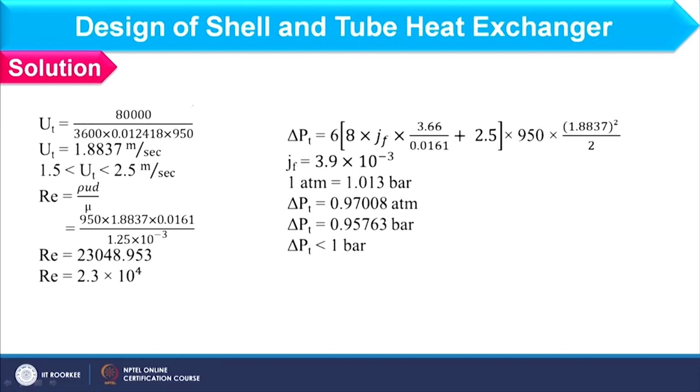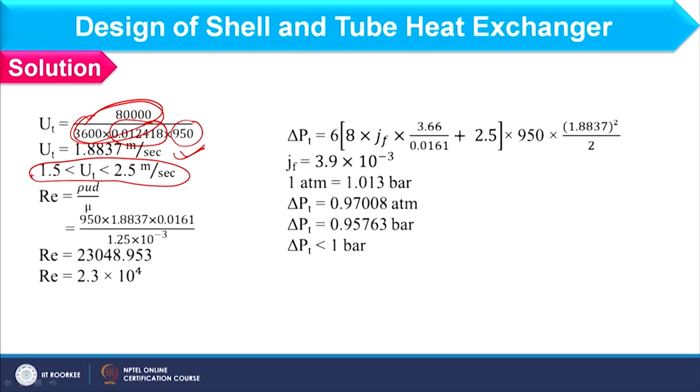So, if you see, we have 80,000 kg per hour of water, and that I should consider in seconds. So, that should be kg per second, okay. And this is the flow area, and 950 is the density of the water. Considering all these parameters, I can find velocity as 1.8837, which is also in the range, okay. So, that you can compare over here.